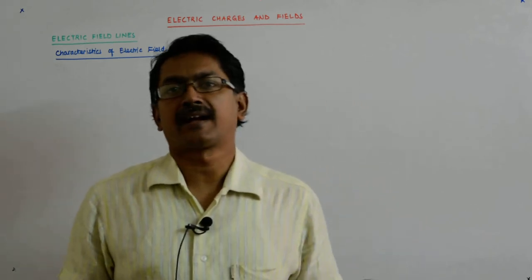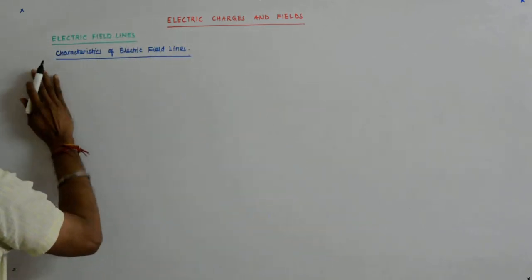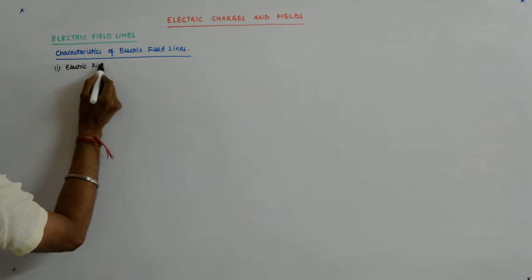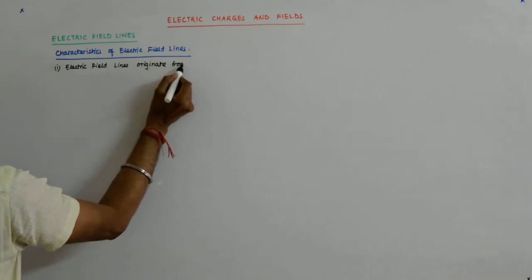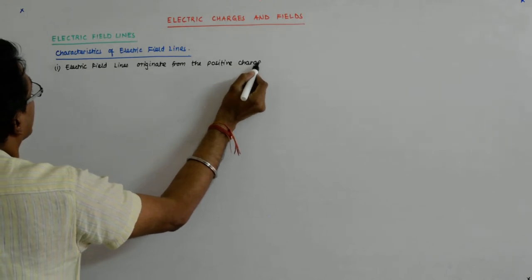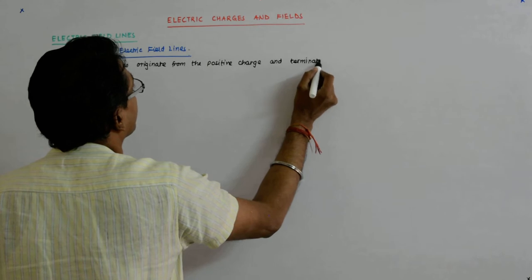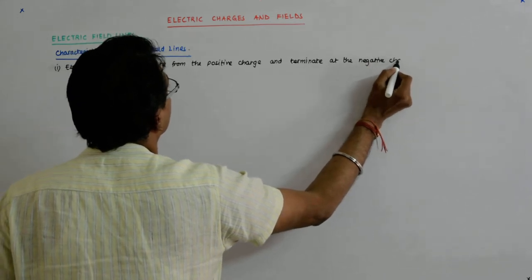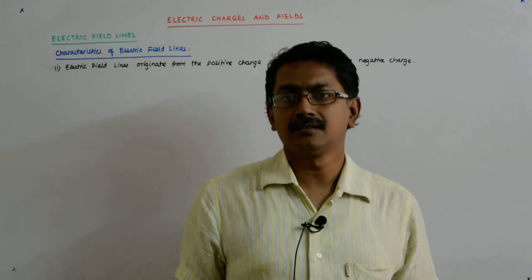Now we are in the position to summarize the characteristics of electric charges. So the number one that we have seen is that the electric field lines originate from the positive charge and terminate at the negative charge.